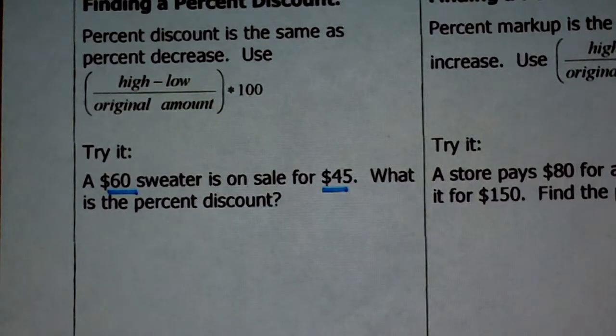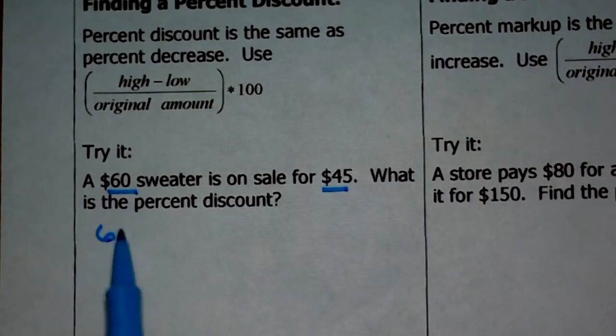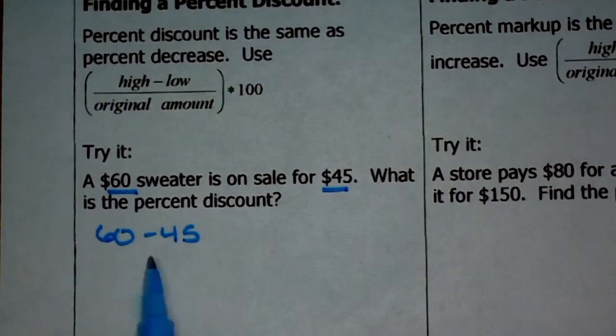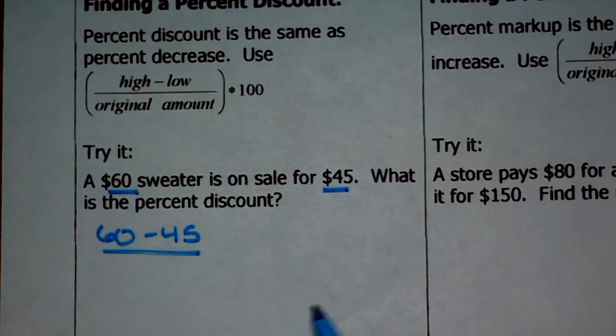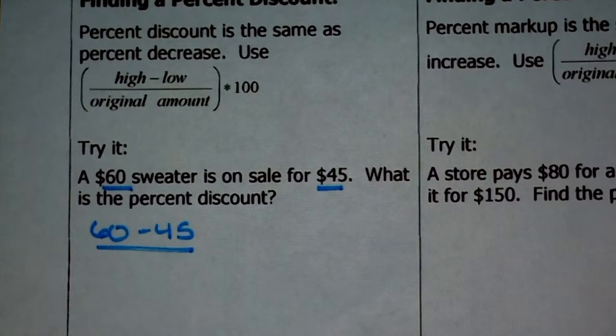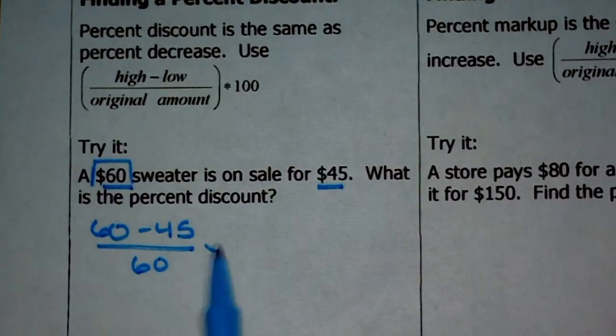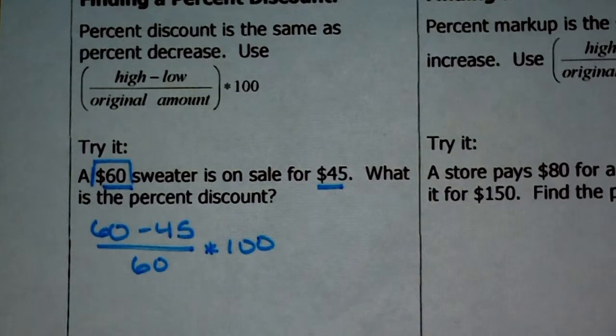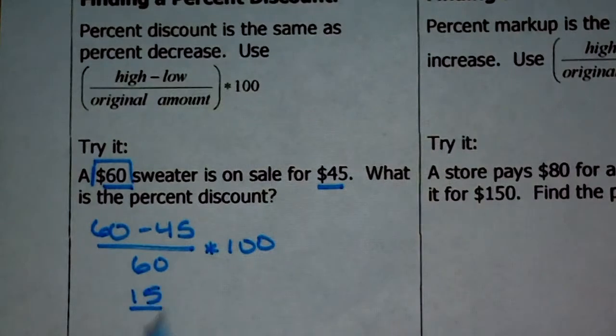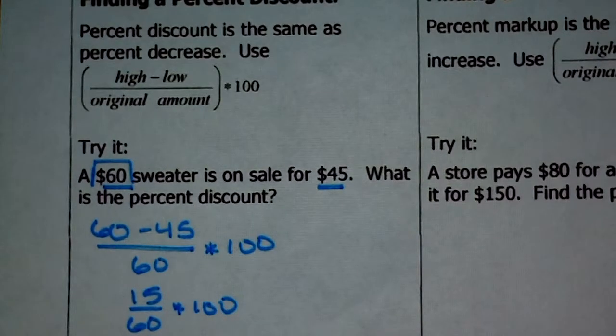What's the percent discount? High minus low means take the higher value minus the lower value. And now we're supposed to divide by original. How much was the sweater to start? It was $60 to start. It's usually the first amount given. And we're supposed to multiply that result by 100. So we need to do 60 minus 45 first. So what we're really doing is taking 15 divided by 60 times 100. When you take 15 divided by 60 and multiply that by 100, we get 25.